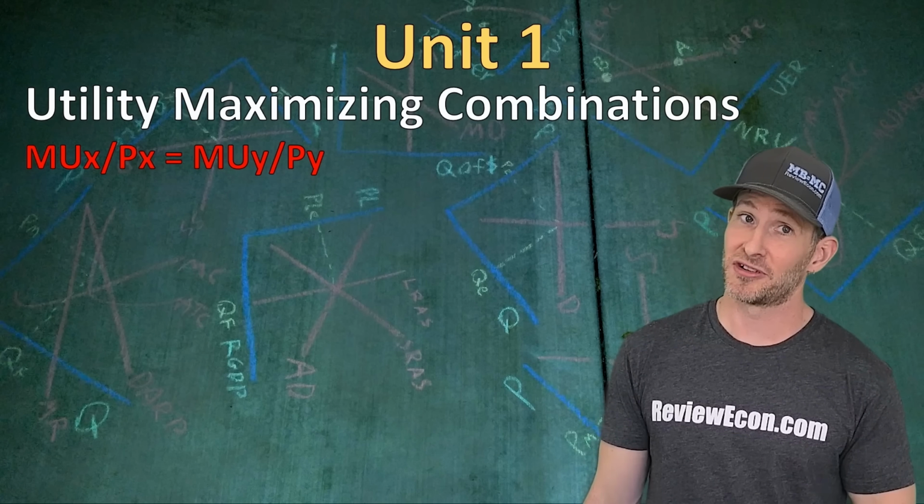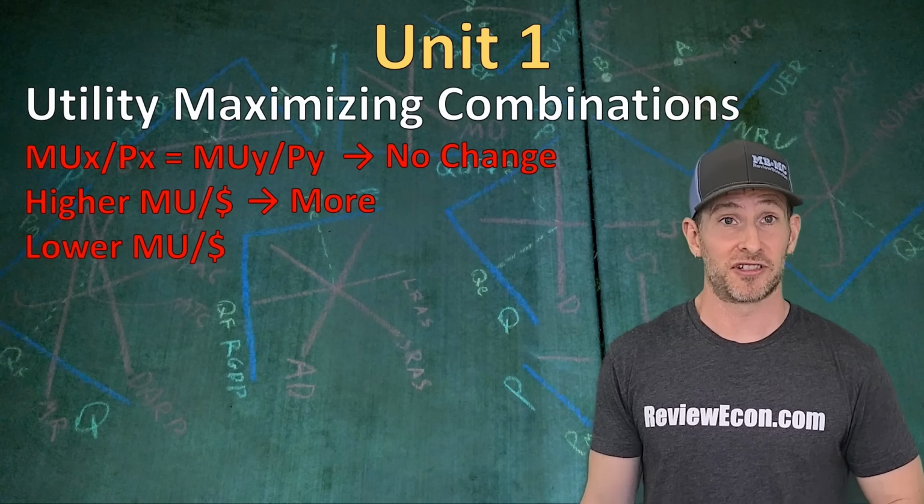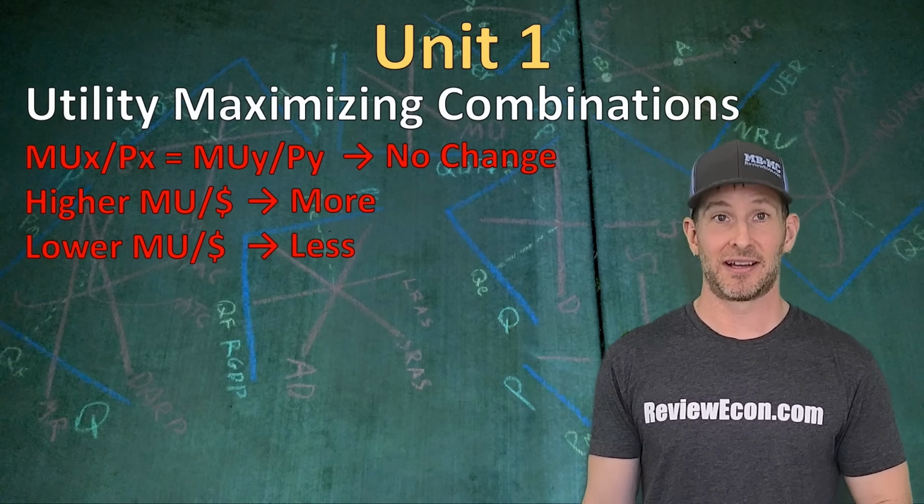And if the marginal utils per dollar for all goods are equal, you are utility maximizing and you should not change your consumption. If one of the goods has a higher marginal utility per dollar, you should have more of that good. If you have a low marginal utility per dollar for a good, you should have less of that good because you are getting fewer units of happiness for every dollar spent.